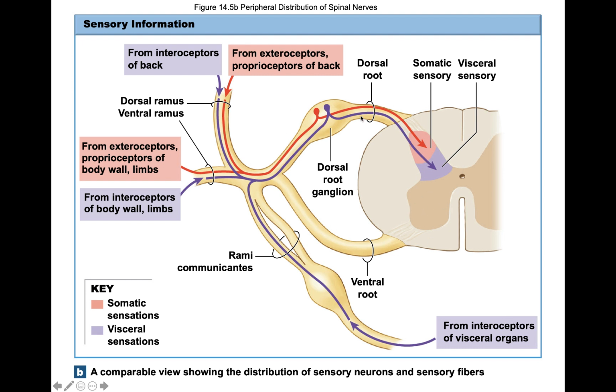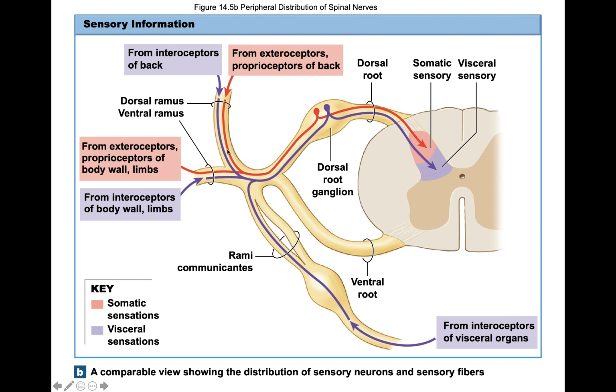So what we have here is the dorsal root ganglion that's going to have cell bodies. This is the information coming in from the exteroreceptors and proprioceptors, so your pain receptors and touch receptors. This is information coming in from your visceral organs, from the interoceptors at the back, and then this is from the body wall and limbs. So that's going to come through the ventral ramus. Ventral means front. It's going to bring signals in from the front of the body. Dorsal is going to bring signals in from the back of the body.